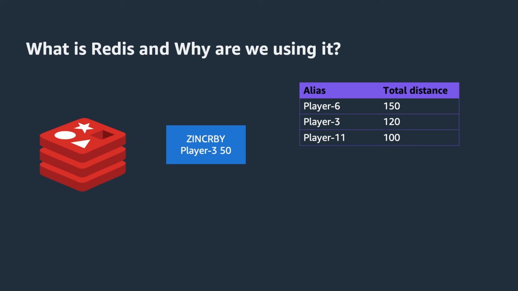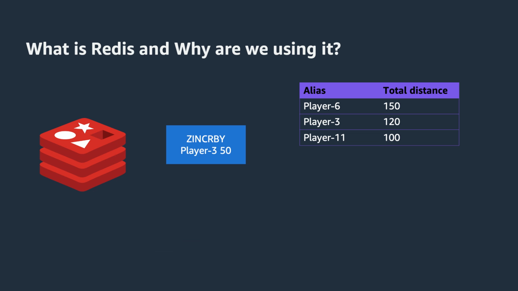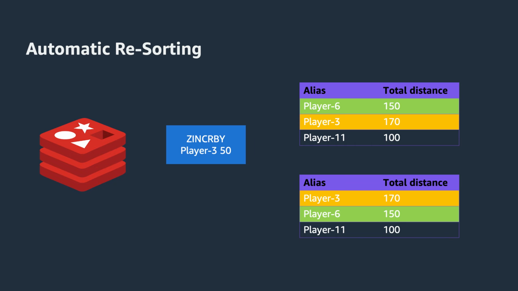Imagine you have a query sent to Redis which says ZINCRBY player 3 and 50, and you already have this sort of key value against the player name and the total distance stored in Redis. What will happen in Redis is exactly this. As soon as this ZINCRBY 50 operation gets executed, it does two things for us. First, it increases the total distance by 50, and it propagates this effect by reorganizing the leaderboard and resorting it. That is where you see player 6 has moved to the second position and player 3 has come to the first.